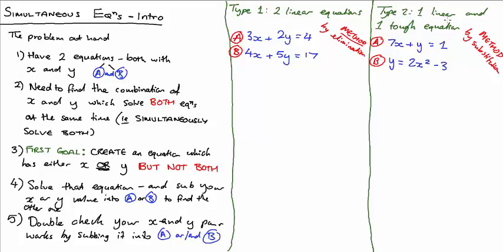So one of them will be linear, and the other one will be tougher. And you usually have a squared or two squareds. Most of the time, this is a little quadratic. But basically, one's easy, one's hard. That's basically it.